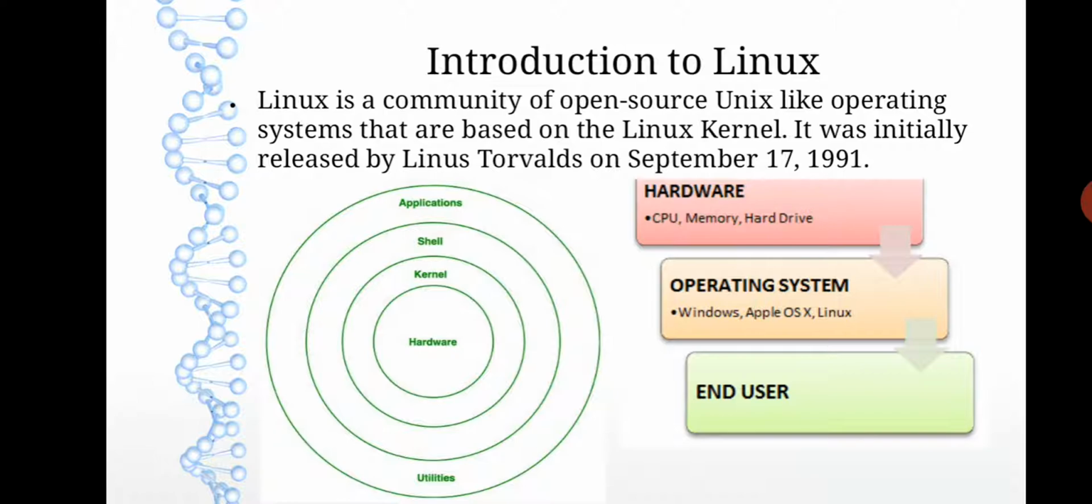And on the right hand side you can see hardware, operating system and end user. So the operating system lies between hardware and the end user. From the point of view of the end user, if he wants to access hardware, he can access it via the operating system. Hardware is nothing but CPU, memory or hard drive, and for operating systems they have listed some: Windows, Apple OS, and, say, Linux. So this is the overall idea I wanted to give for introduction purposes.